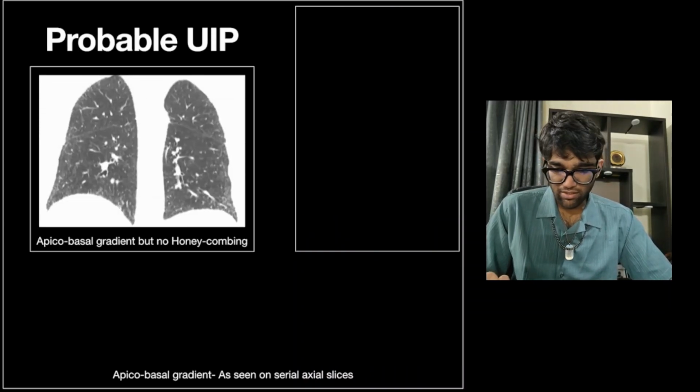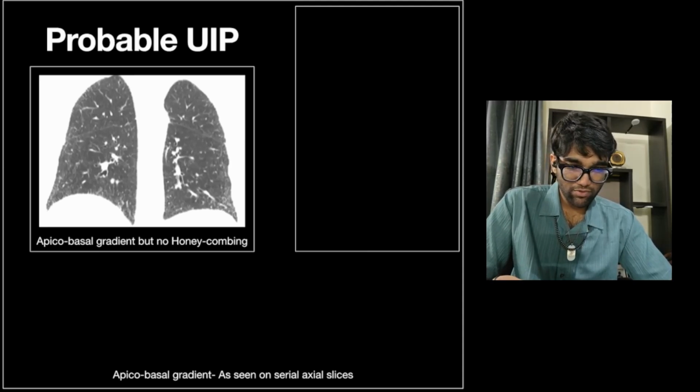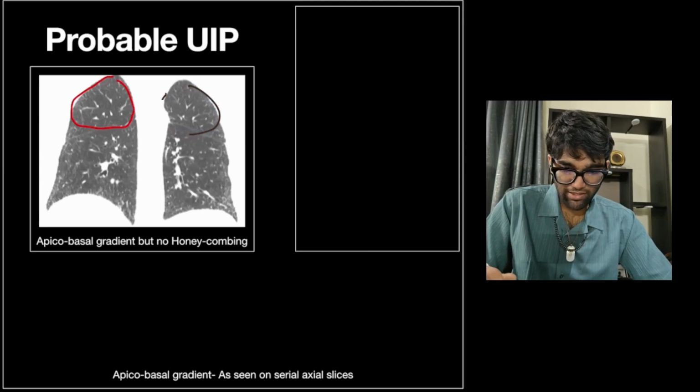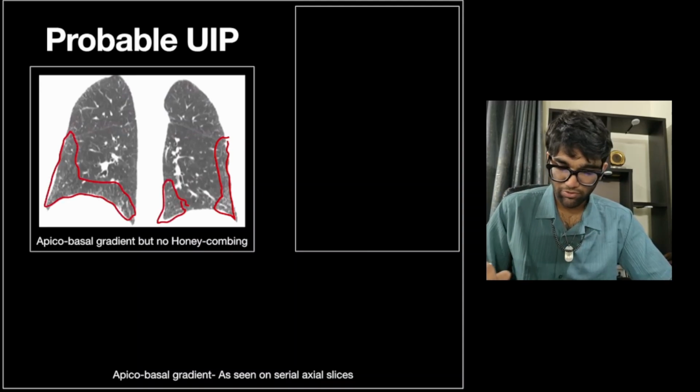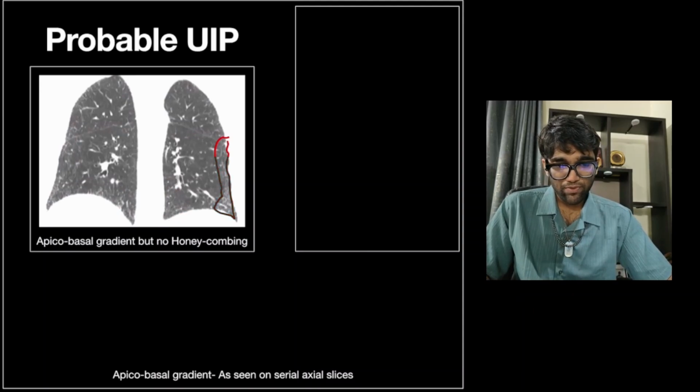Again, you do see a craniocaudal gradient. You can see that the apices are relatively spared. Okay, especially on the left side, there is subpleural involvement more on the base. Again, subpleural involvement more on the base. Even on the right side, if you look carefully, there is subpleural involvement more on the base. Okay, but there is no honeycombing, unlike the previous case.